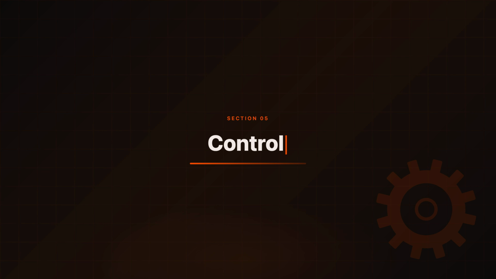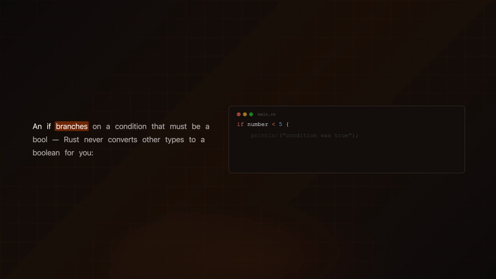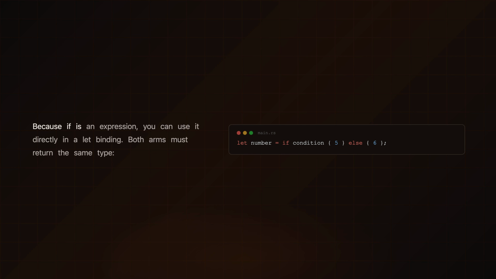Control flow. An if branch is on a condition that must be a bool. Rust never converts other types to a boolean for you. Because if is an expression, you can use it directly in a let binding. Both arms must return the same type.